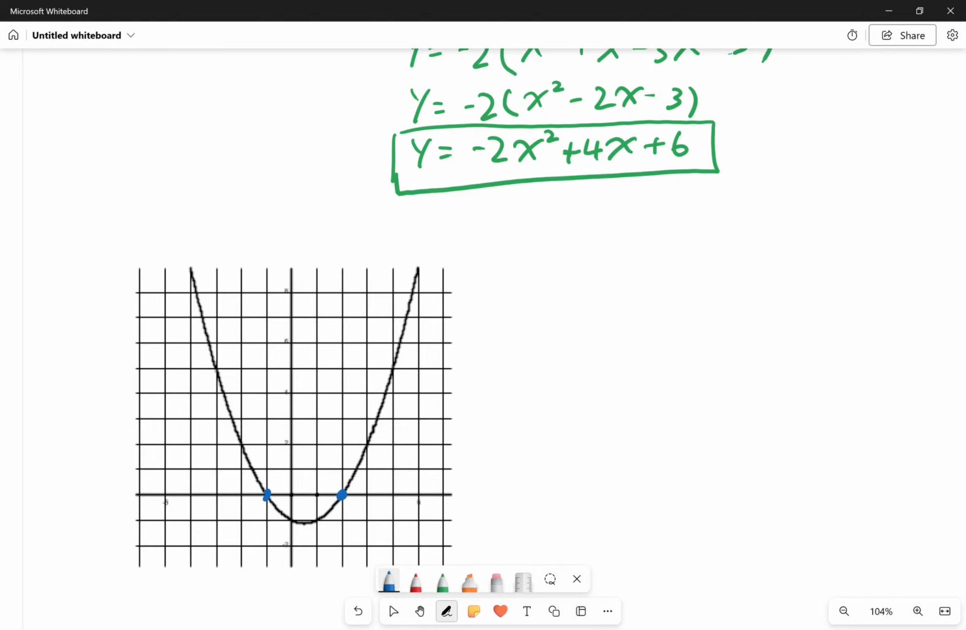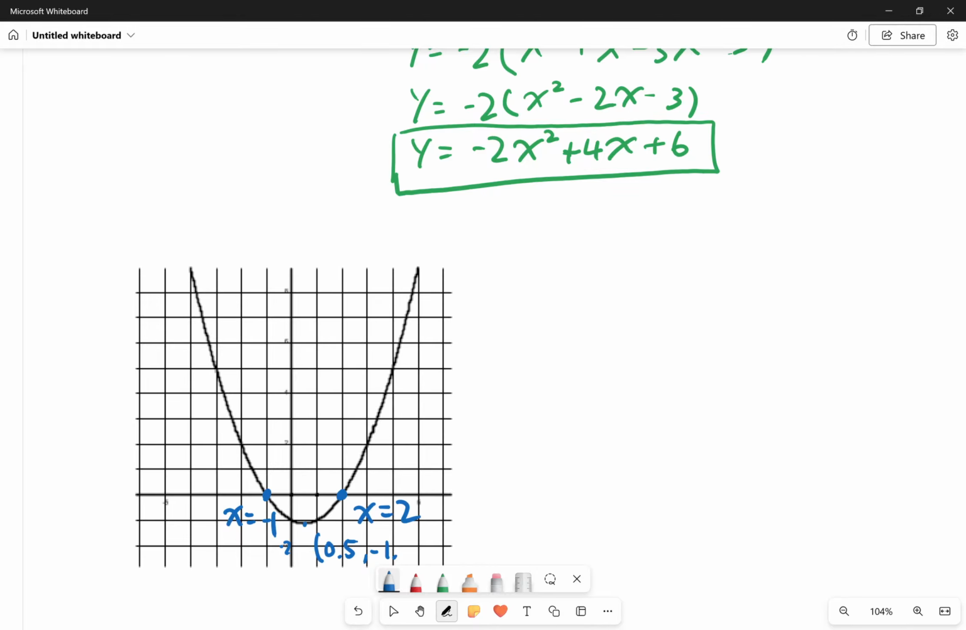All right, so here's my two intercepts. This is x is equal to 2. This is x equals negative 1. And my vertex is down here somewhere. This is a negative 2. So that looks like, let's call this like 0.5 and negative 1. What would that be?